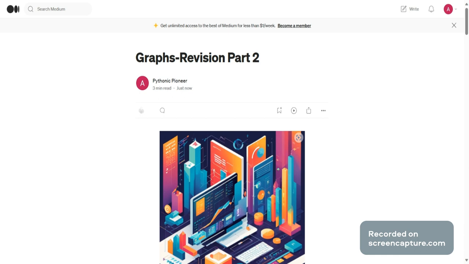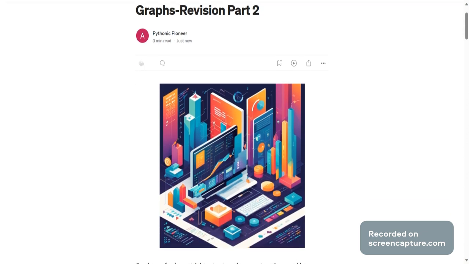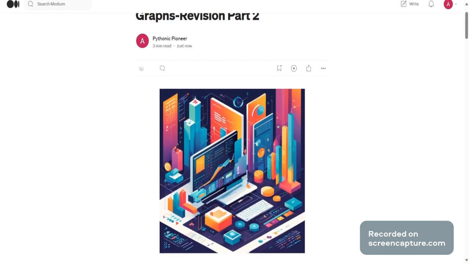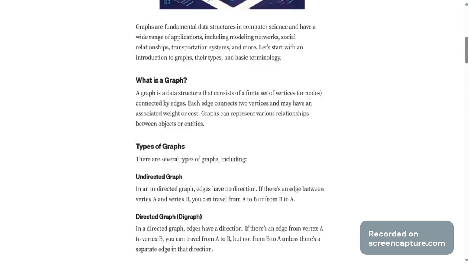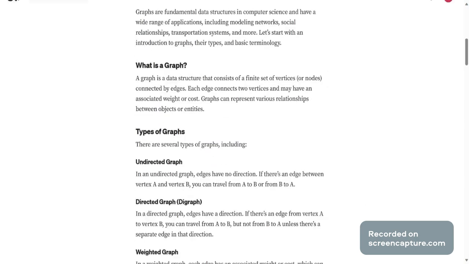This will be part 2 of our revisions series, and the topic today is graphs. I will be revising along with all of you guys, so let's get pumped up and ready to revise some code. What are graphs? Graphs are fundamental data structures in computer science and have a wide range of applications, including modeling networks, social relationships, transportation systems, and more. Let's start with the introduction to graphs, their types, and basic terminology.